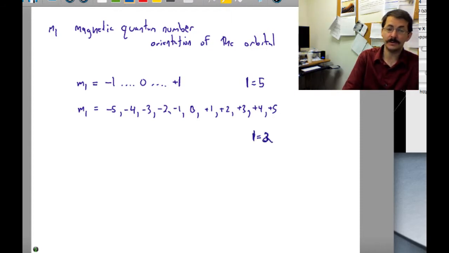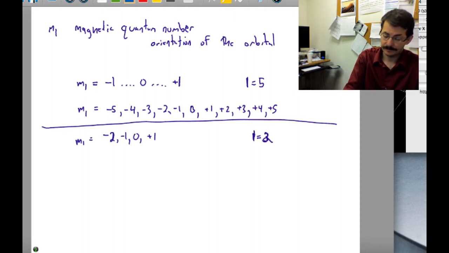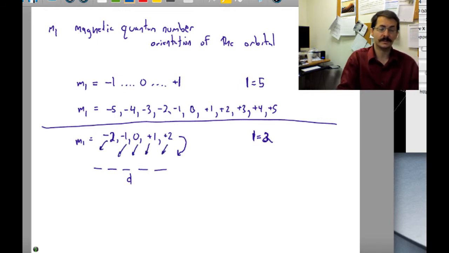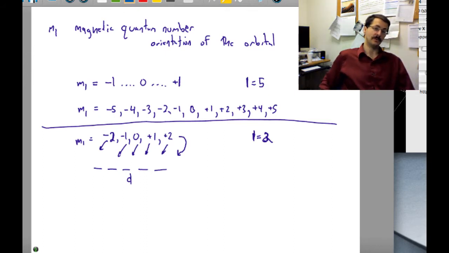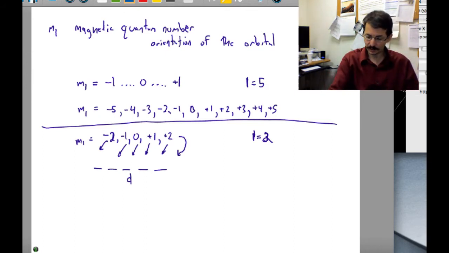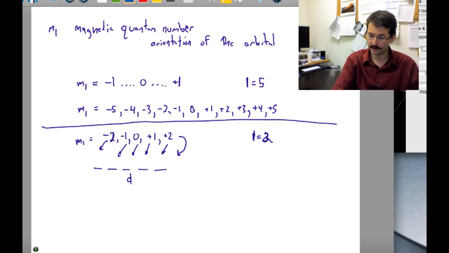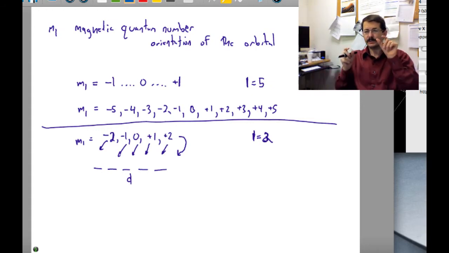If L is equal to 2, what we see is that M sub L would be equal to negative 2, negative 1, 0, plus 1, or plus 2. What these represent, notice, if you have a d orbital, 1, 2, 3, 4, 5, these would represent the 5 different orbitals into which you could place those electrons. So again, M sub L is the orbital, the actual orbital within the subshell, within the actual location.